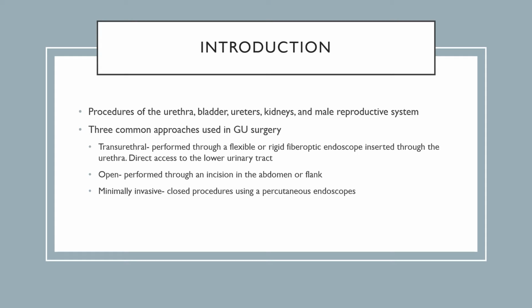Transurethral is performed through a flexible or rigid fiber optic endoscope inserted through the urethra, and it allows direct access to the lower urinary tract. Open is performed through an incision in the abdomen or flank, and then minimally invasive and robotic as well. These are the closed procedures using percutaneous endoscopes.